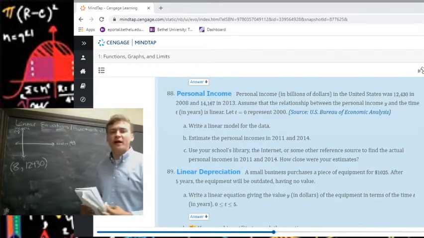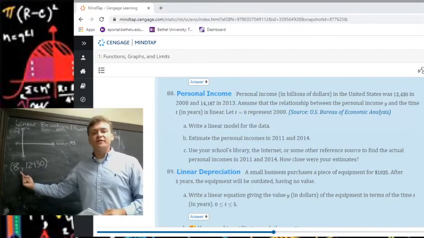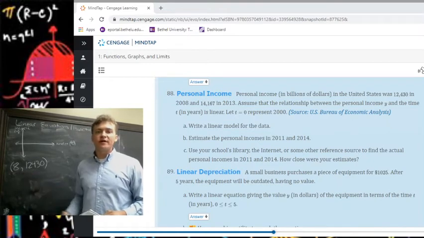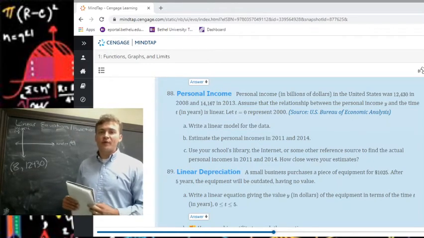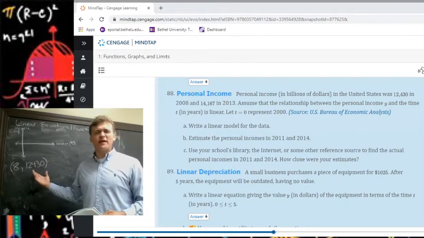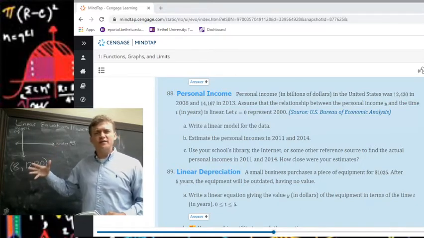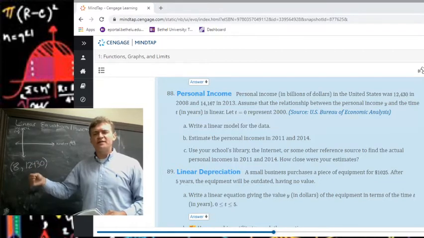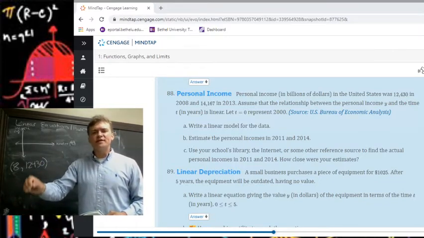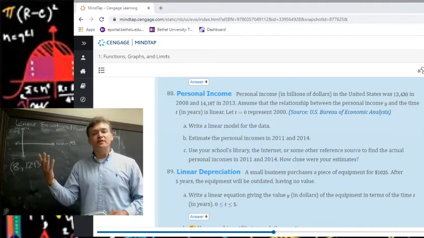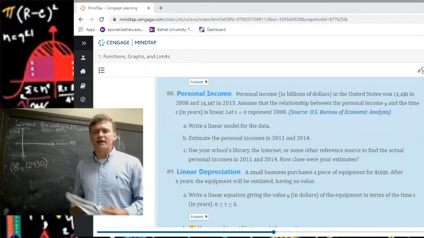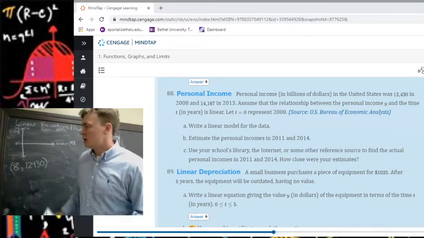Right, that is an ordered pair that shows the relationship between the year 2008 and the personal income of 12,430. Now remember, that's represented in billions. 12,000 billion dollars, what does that mean? That's more like $12 trillion, I believe. If you have 12,000 billion dollars, you wouldn't say thousand billion, you would just say trillion. So this is really $12 trillion, I think. I could be wrong. Don't quote me on that.